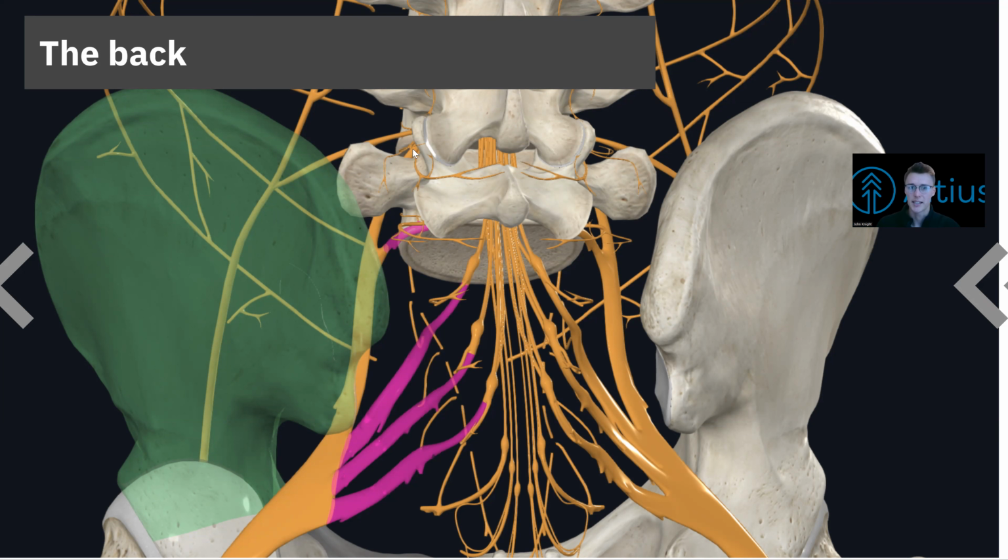So it starts up here, and this one isn't highlighted. This is your L4 nerve root, and then my L5 nerve root, and then my S1, S2, S3. And L4 through S3, those nerve roots all come together to form the sciatic nerve here, okay?